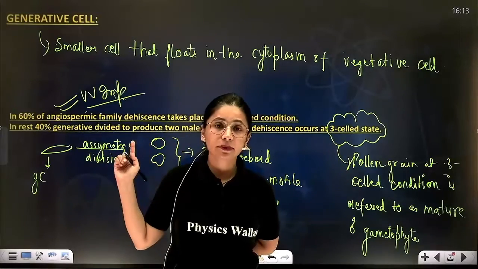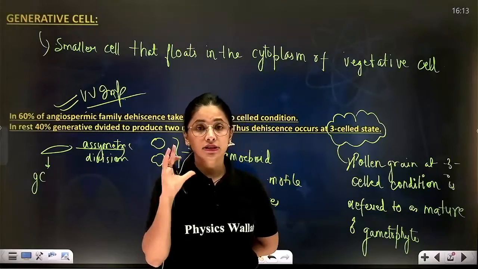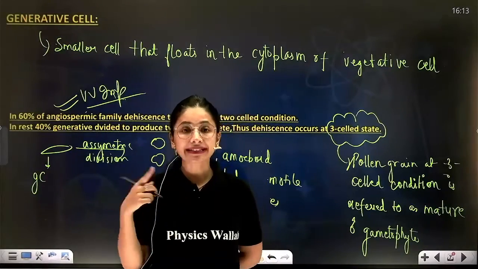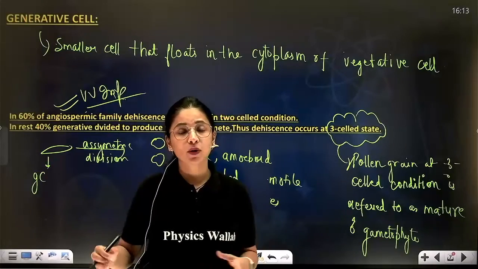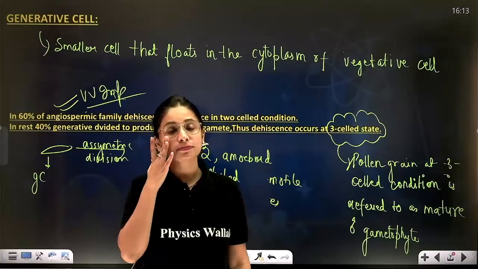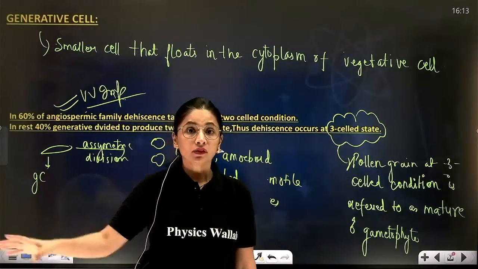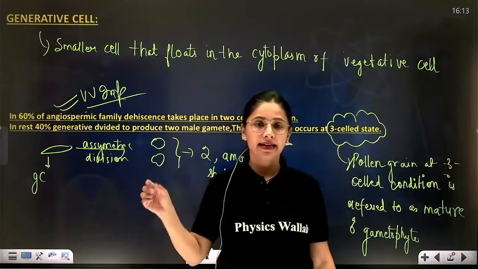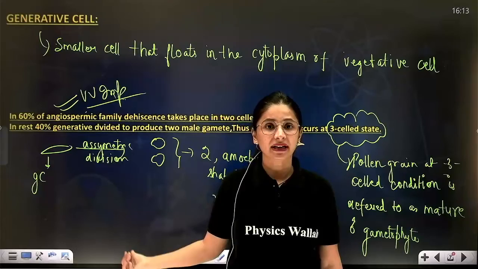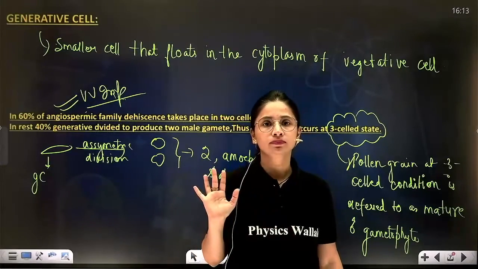In 60% of the angiospermic families, the pollen grain is shed at the 2-cell stage. The further male gamete formation takes place once these pollen grains land on the stigma. So once this landing takes place, pollen grains are successful. There on the stigma, further development takes place and the generative cell divides to produce 2 male gametes. But in 40%, everything is done within the anther, within their home.